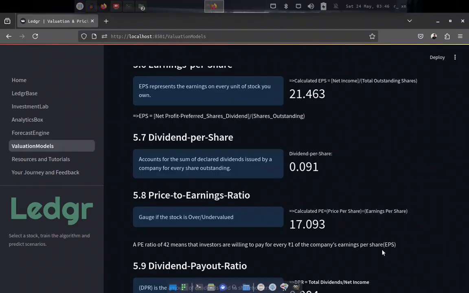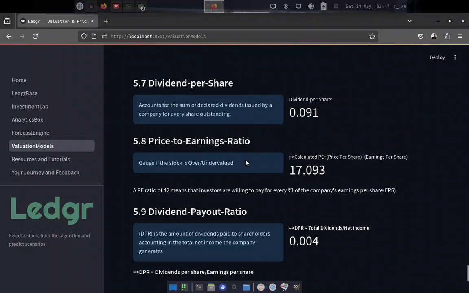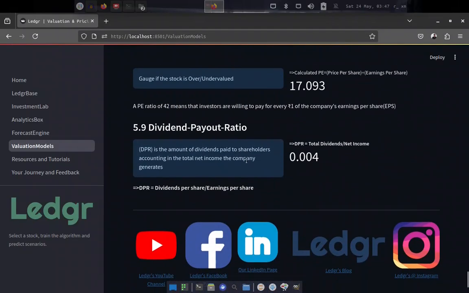Finally, we come to the last two ratios. The first is the price to earnings ratio. Yeah, this is as straight as it gets. It tells you whether it's over or undervalued, and so you can calculate like that. So it's 17.093. Now, a PE ratio isn't an EPS. Why? I would leave that for you guys to find out.